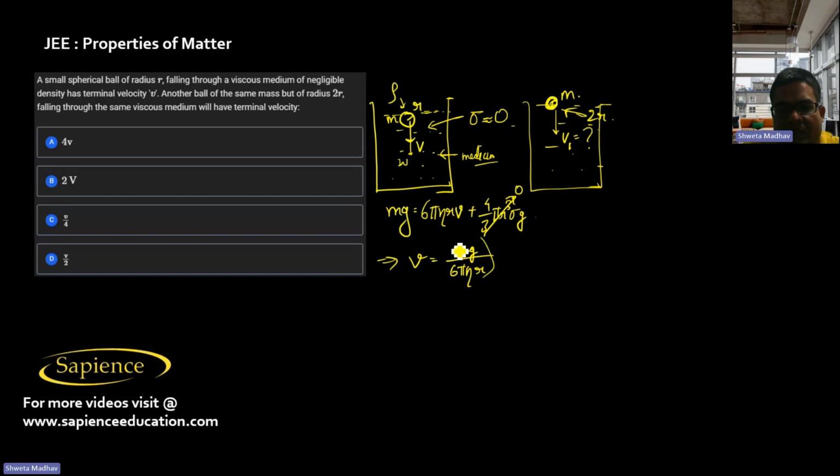V is mg by 6 pi eta r. Similarly, here V1 will be equal to mg by 6 pi eta into 2r, which is obviously V by 2. So option D is the correct answer.